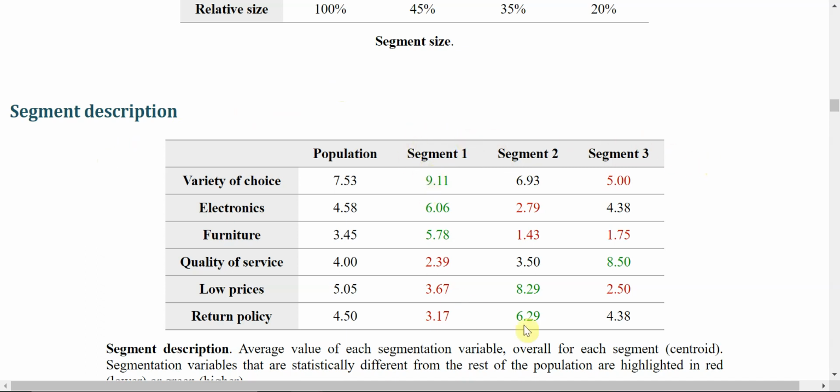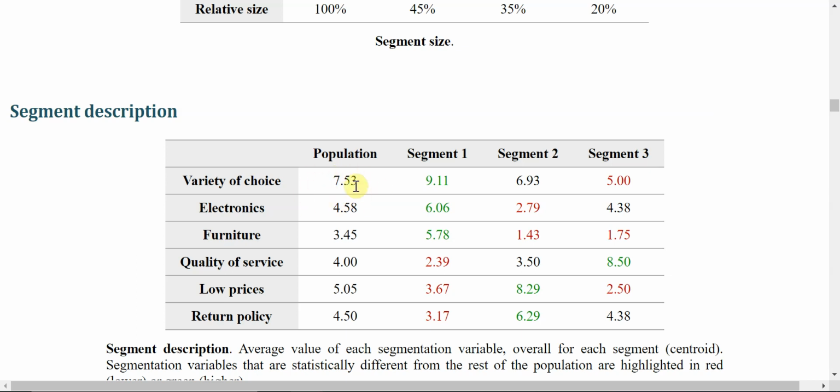So these are the averages of each segment regarding the ratings of each attribute. And it's the average of the whole population, I mean all respondents. So we can compare the average of each segment to the average in the whole population.